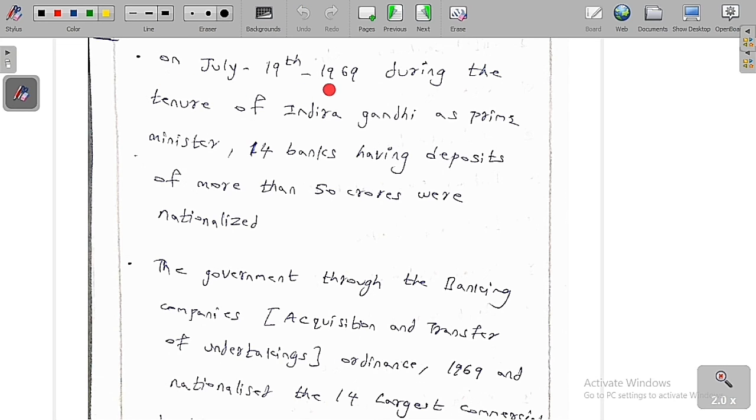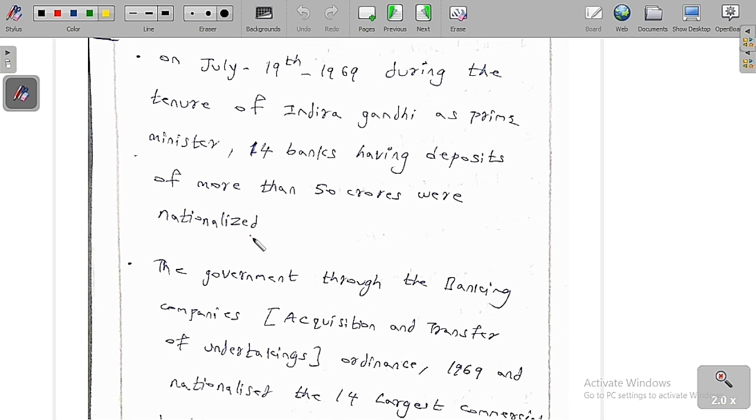On July 19th, 1969, during the tenure of Indira Gandhi as Prime Minister, 14 banks having deposits of more than 50 crores were nationalized. So on July 19th, 1969, during the tenure of Indira Gandhi as the Prime Minister of India, 14 banks having deposits of more than 50 crores have been nationalized.